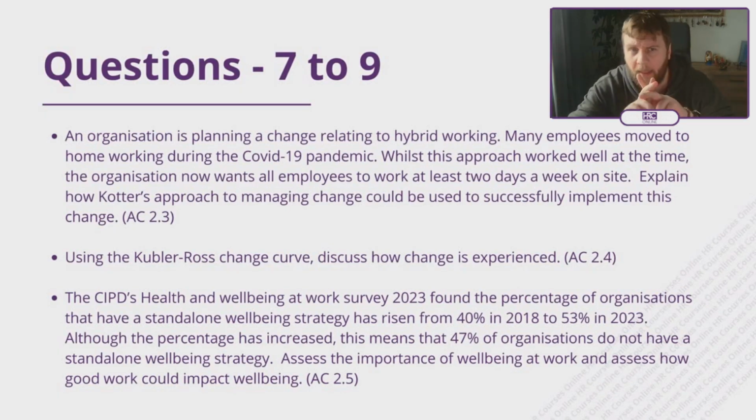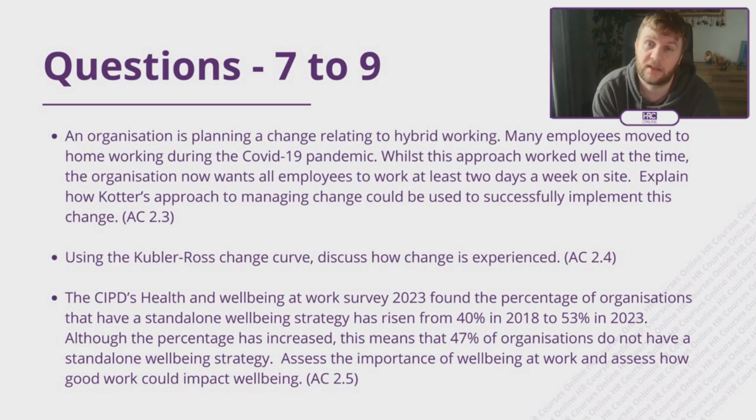Anyway, back to the questions. 7 to 9. These are a couple of questions where CIPD have really thrown a lot of information, but again, we're going to simplify these questions for you. An organization is planning a change relating to hybrid working. Many employees moved to home working during COVID. Whilst this approach worked well at the time, the organization now wants employees to work at least 2 days a week on site. Explain how Kotter's approach to managing change could be used successfully to implement this change.